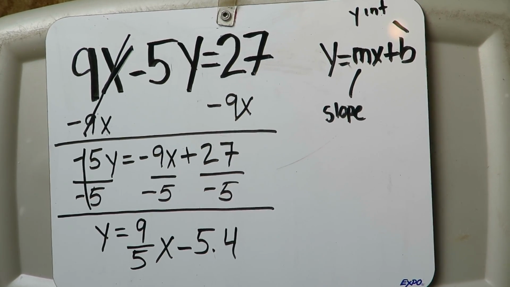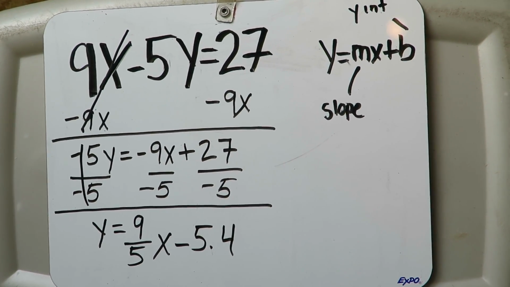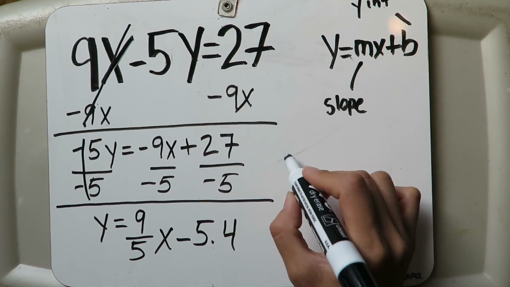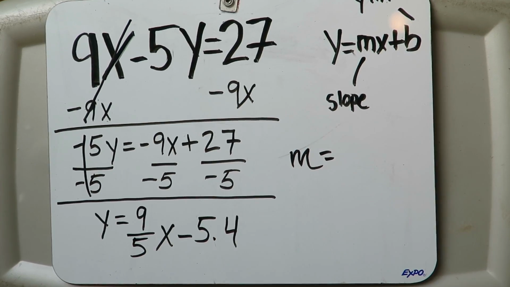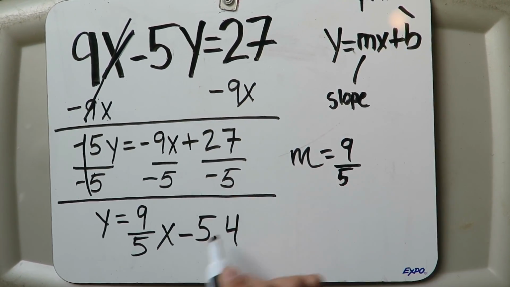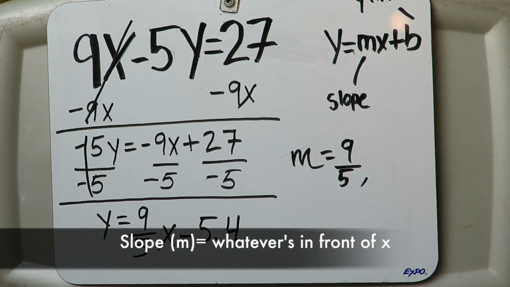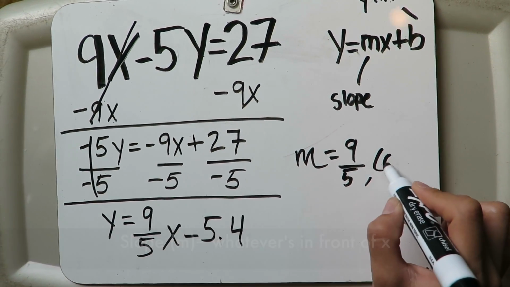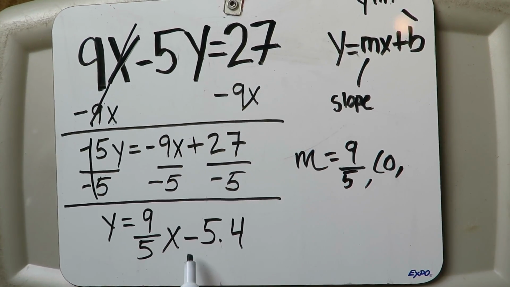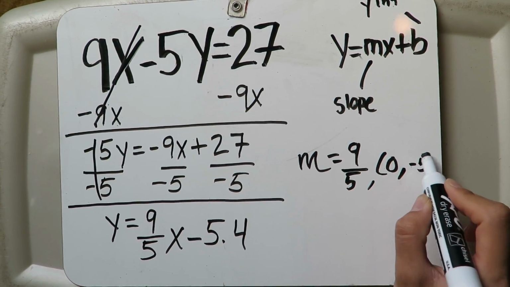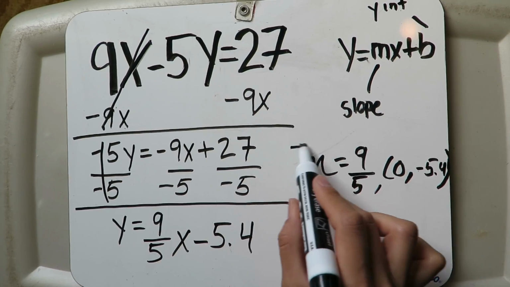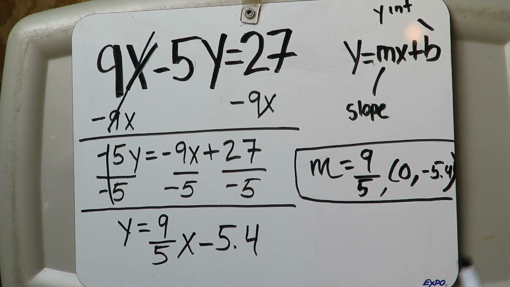So now we can clearly see what's our slope and what's our y-intercept. And our slope, as indicated by m, is 9 over 5 because it's whatever's in front of the x. And our y-intercept is 0 because in y-intercept x is always 0. And negative 5.4, and that's our y. And now we've found our slope and our y-intercept.